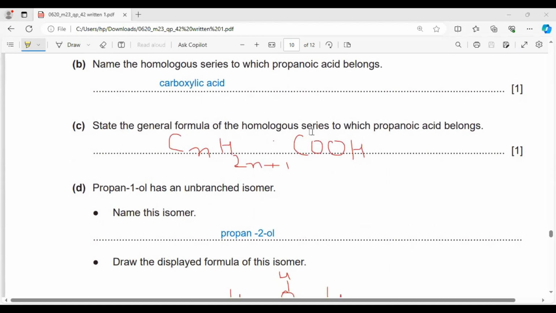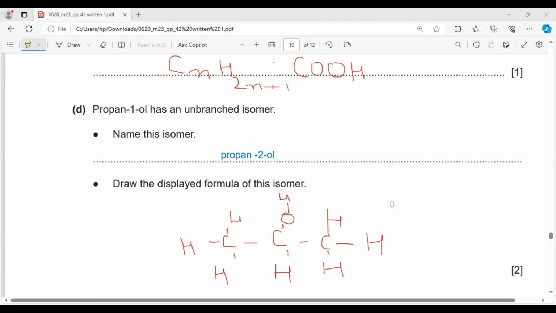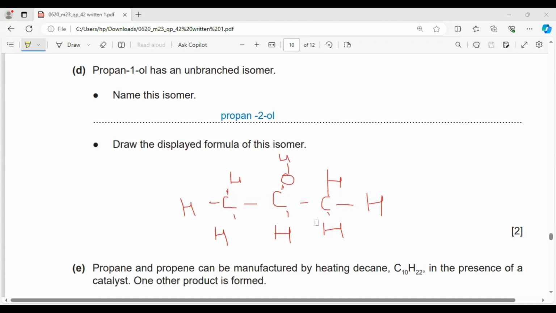State the general formula of the homologous series to which propanoic acid belongs. So it is CnH2n+1COOH. Next we have propan-1-ol has an unbranched isomer. Name the isomer, which is propan-2-ol. We will just shift the OH functional group to the second carbon. We have to draw the structure.